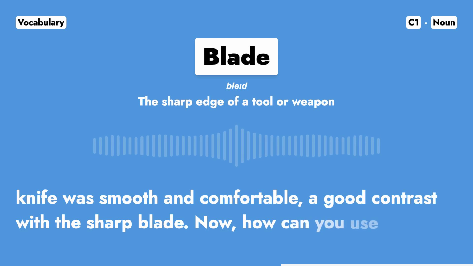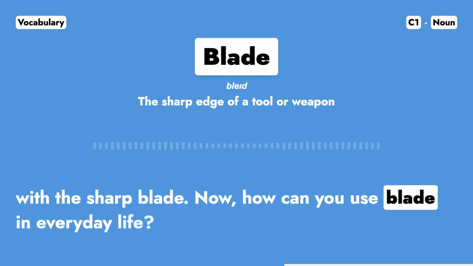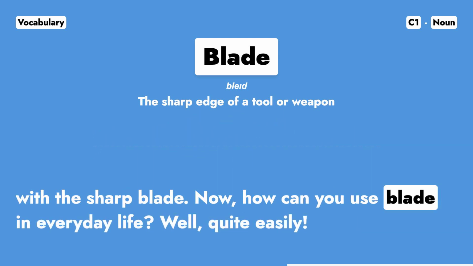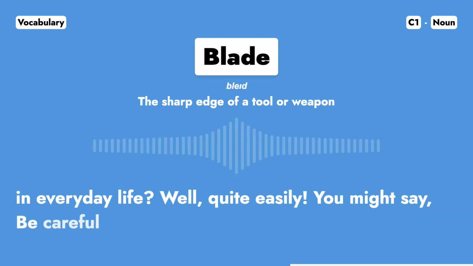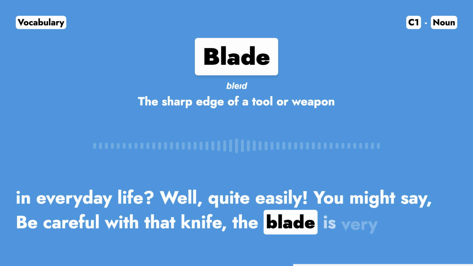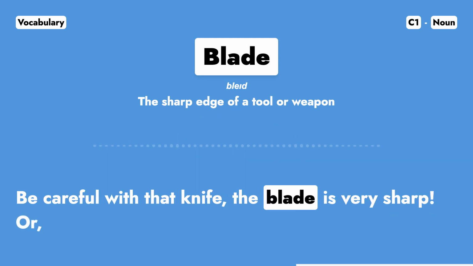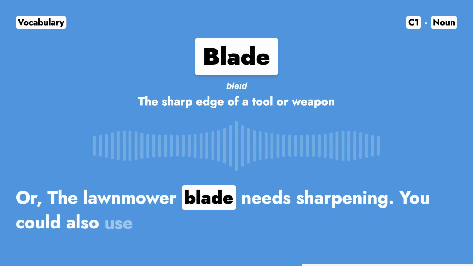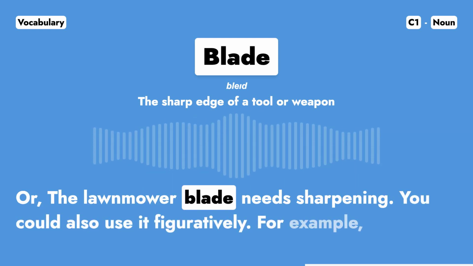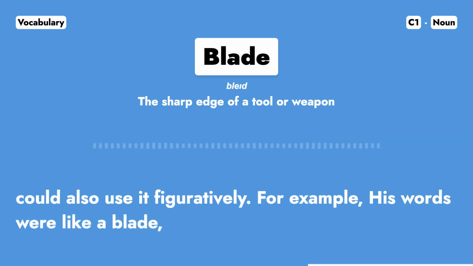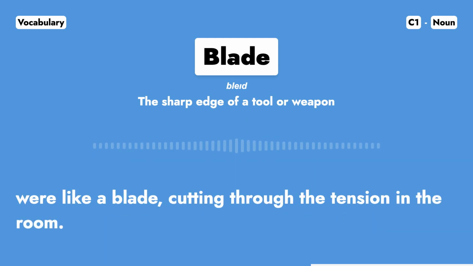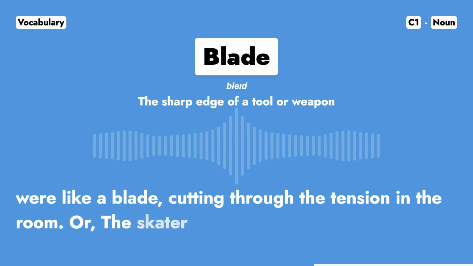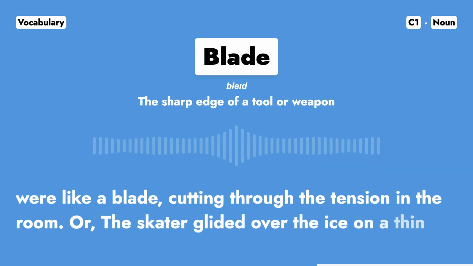Now, how can you use blade in everyday life? Well, quite easily. You might say, "Be careful with that knife. The blade is very sharp." Or, "The lawnmower blade needs sharpening." You could also use it figuratively. For example, his words were like a blade, cutting through the tension in the room. Or, "The skater glided over the ice on a thin blade."